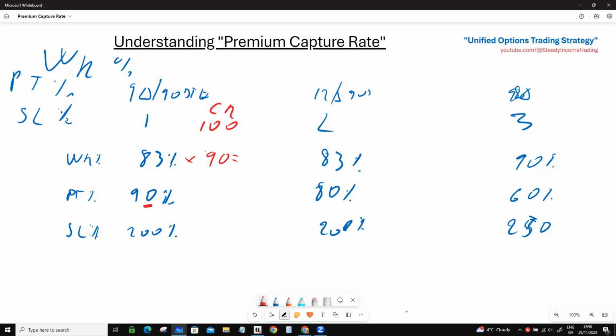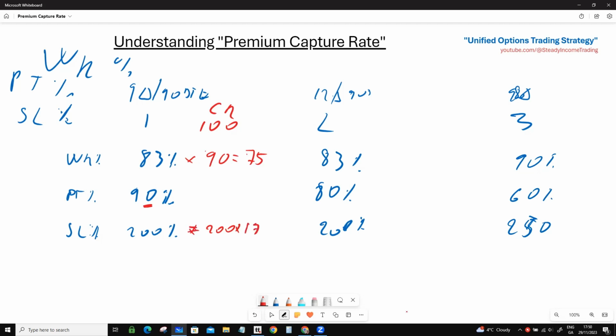90 times 0.83. It's going to be 74.7. Let's call it 75 just for simplicity. Then we're going to lose. In this case, we're going to lose 17% of the times. So when we lose, we're going to lose 200%. We're going to lose 2 times 100, and it's going to happen 17% of the times.